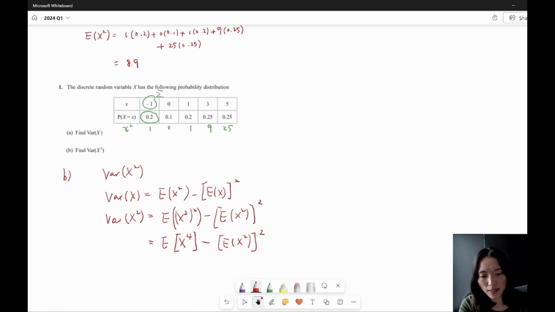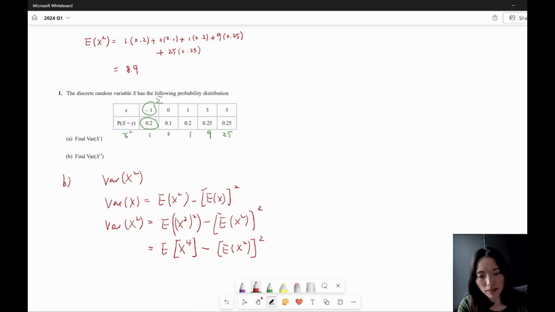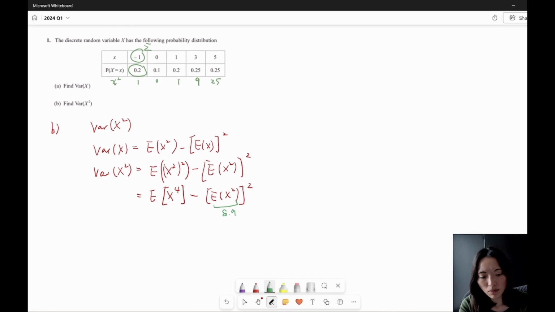So we know from part A that the expectation of x squared is 8.9. So we know that this is 8.9. But now we need to work out the expectation of x to the 4. So we need to work out what x to the power 4 is in the table. So let's do that. x to the power 4 is simply x squared squared. I'm squaring my previous numbers.